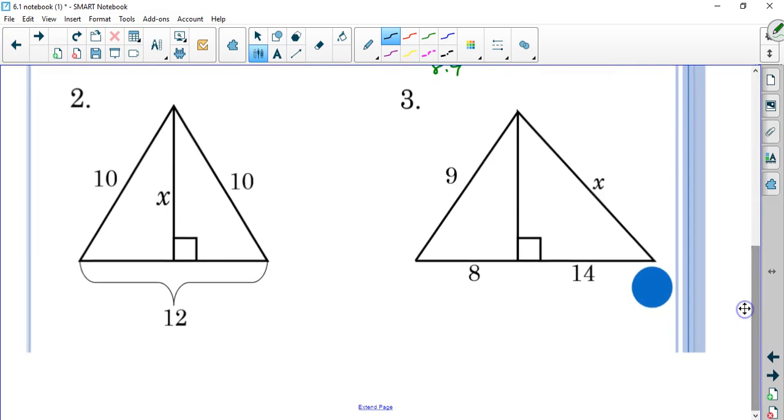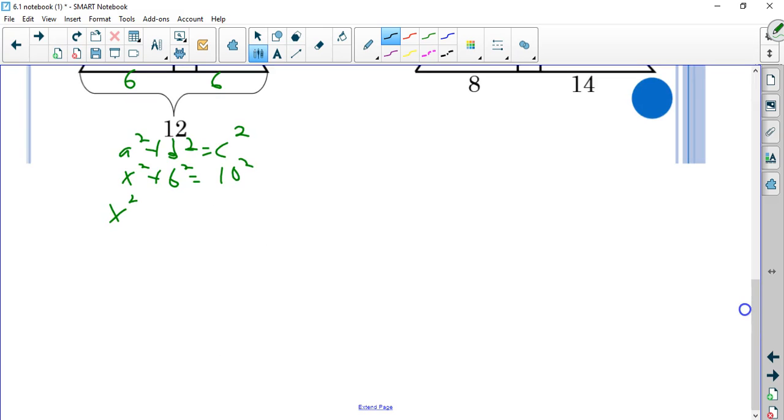Number 2. This is 6 and this is 6, making 12. So here's my hypotenuse. So I have a squared plus b squared equals c squared. I have x squared plus 6 squared equals 10 squared. So that's x squared plus 36 equals 100. Subtract, I get 64. So I take the square root, I get just 8.